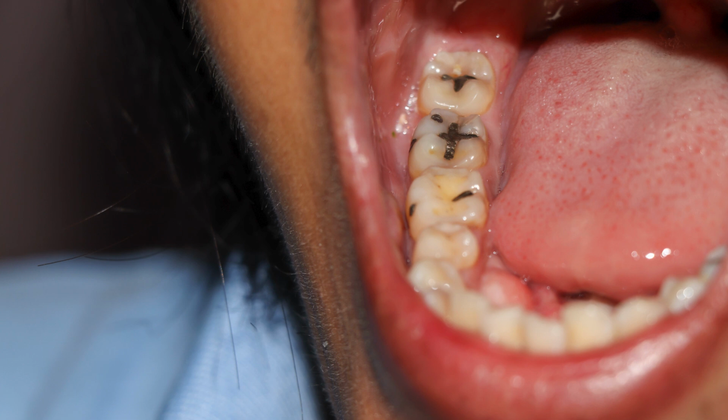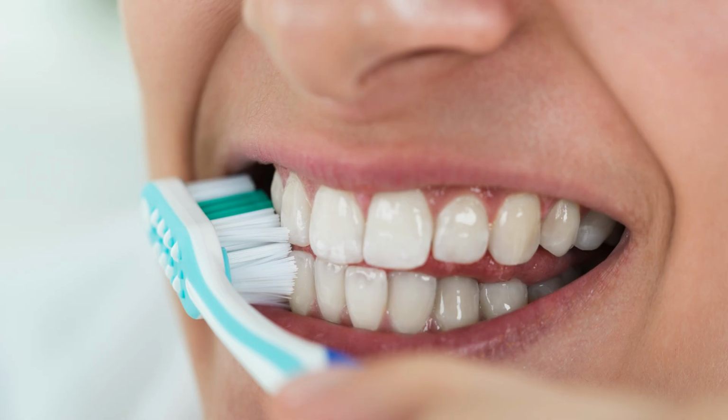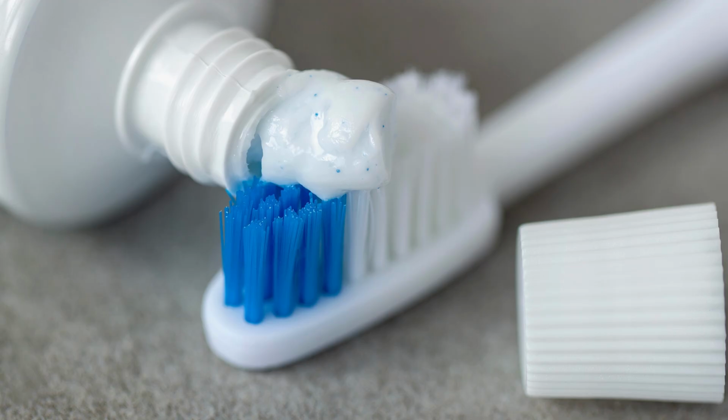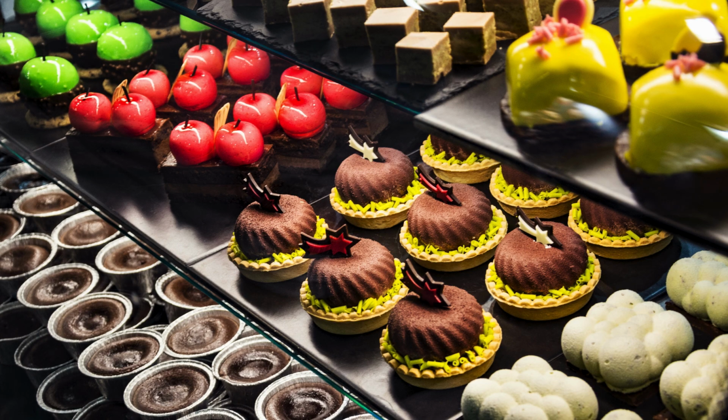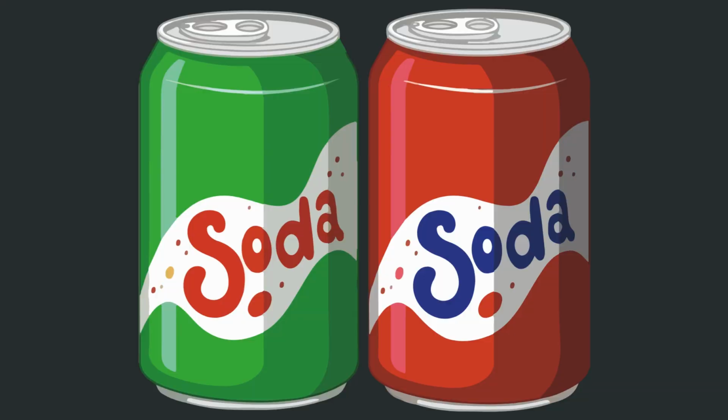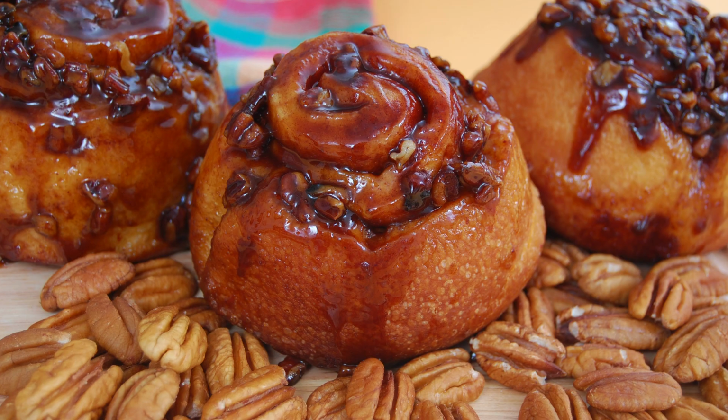Prevention tips for tooth cavities. Prevention is always better than cure. Here are some simple tips to avoid cavities in the first place. 1. Brush twice daily. Use fluoride toothpaste to strengthen enamel and prevent decay. 2. Floss daily. Clean between teeth to remove trapped food particles. 3. Limit sugary foods. Avoid sweets, sodas, and sticky foods that feed bacteria.